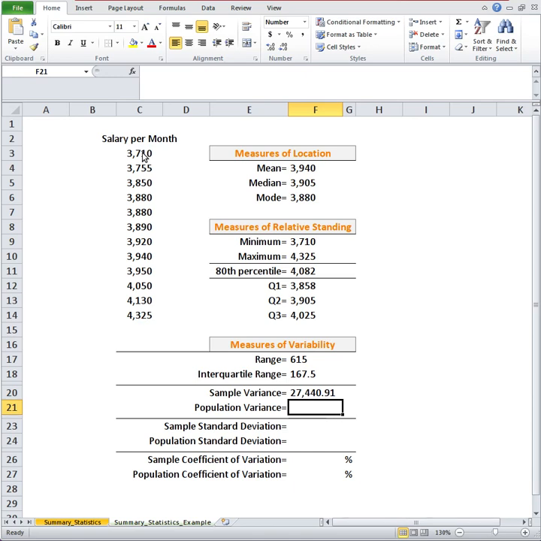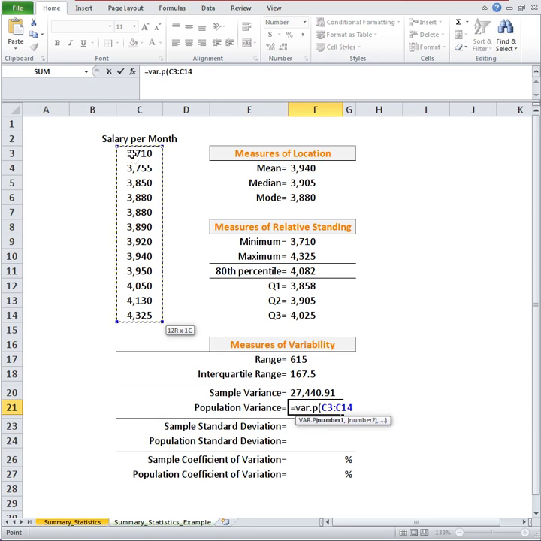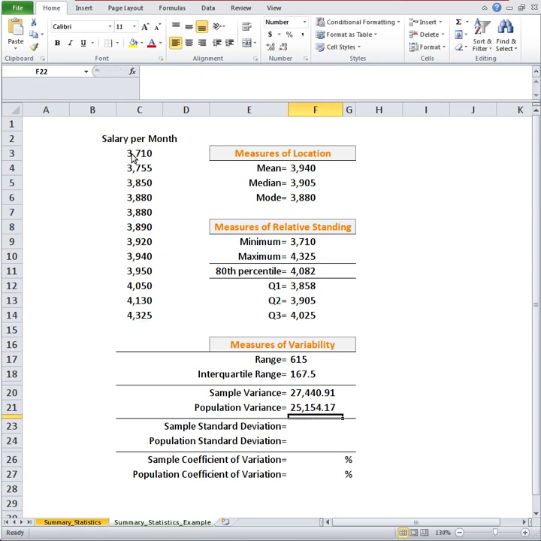Finally, for the variance of the population, we hit enter, and then again we type VAR and .P for population. We highlight the data set, so from C3 to C14, and then we close parentheses and hit enter to get the population variance. As you can see, these two numbers are different, and the reason is that we're dividing by n in the population variance and n minus 1 in the sample variance.